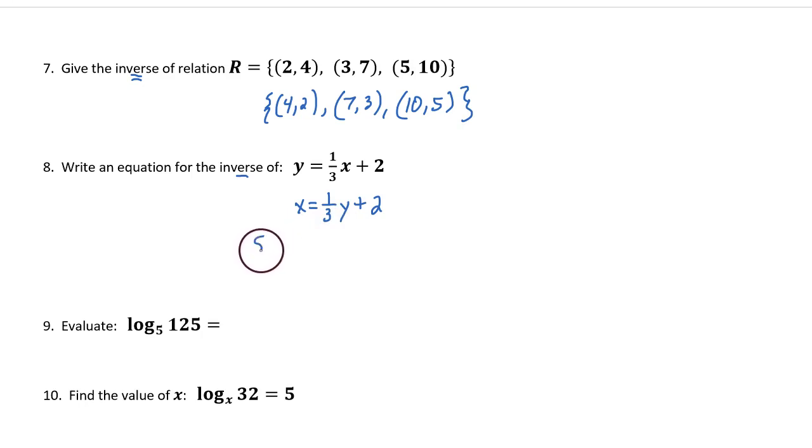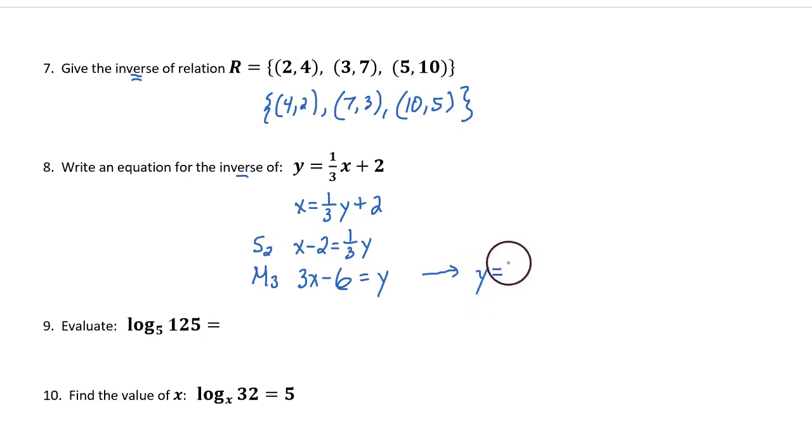So to do that, let's subtract 2 from both sides. We have x take away 2 is equal to 1/3 y. Then we need to get rid of the fraction in front of y, multiply by 3. So 3x take away 6 is equal to y. It would be a good idea to just switch the sides. Y equals 3x take away 6.